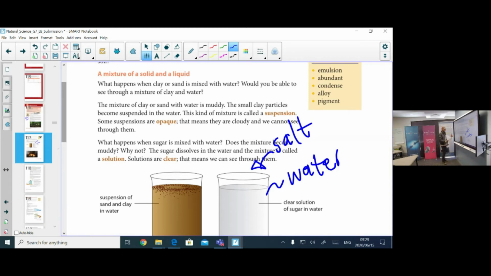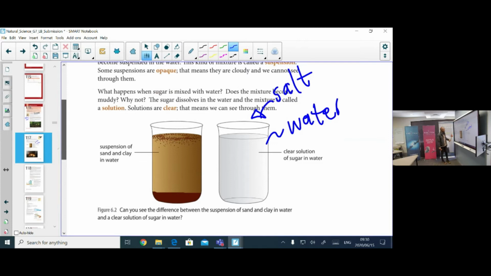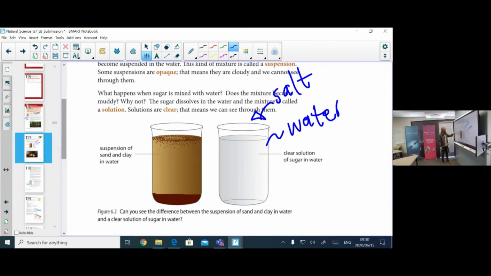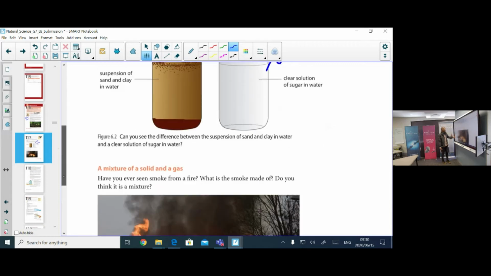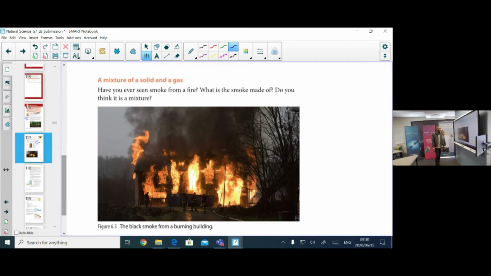We're going to answer questions regarding more examples of different mixtures, solids and liquids, solids and solids, as we go on to find more examples of liquids and liquids. Let's try to look at more examples of mixtures. Here we have an example of a mixture of a solid and a gas. A solid and a gas.